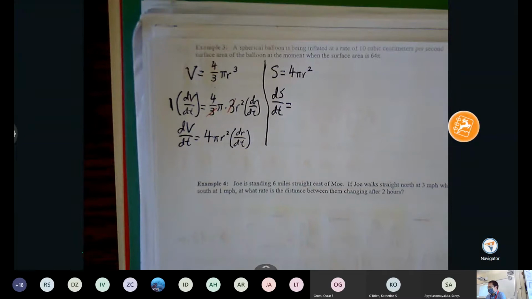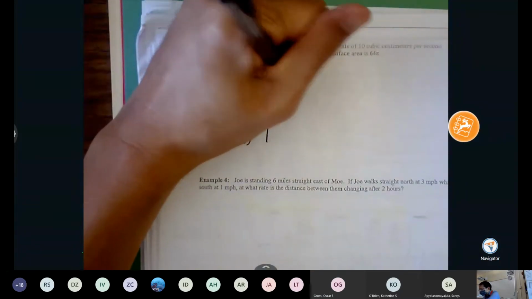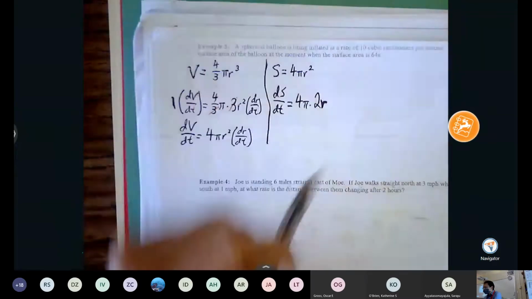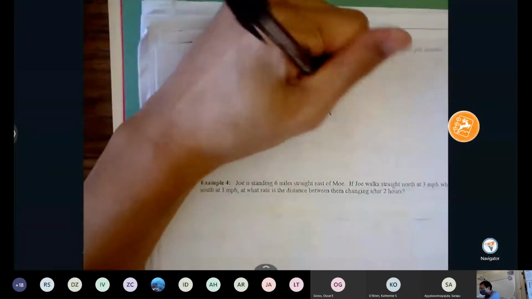All right, what about 4 pi r squared? 2r dr/dt. dr/dt, good. If you want to put that 2 with the 4 and make it 8 pi earlier, you can. If you want to put the 2 in front or after, it doesn't matter. Either way, we just have to make sure that the derivative is just for that r squared, and don't forget the dr/dt.